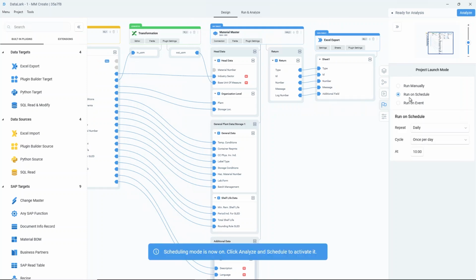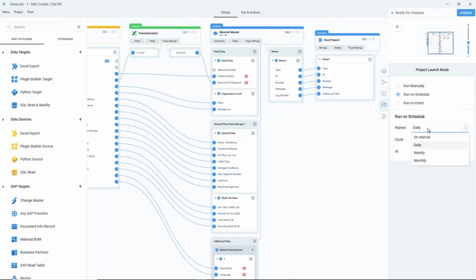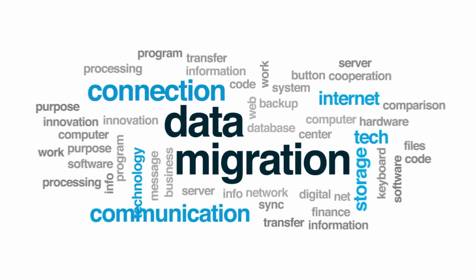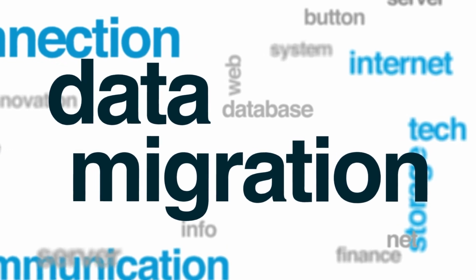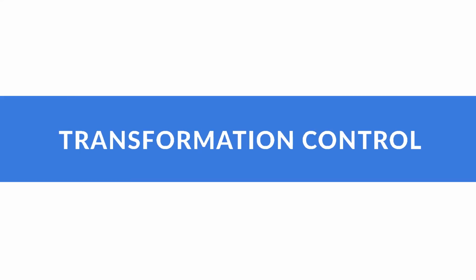Simply set it to Run on Schedule. DataLark will monitor the folder, detect new files, and process them automatically, keeping your systems in sync, not just once, but continuously. The result, a reliable, automated migration from legacy data to modern systems, with full transparency, transformation control, and zero manual rework.